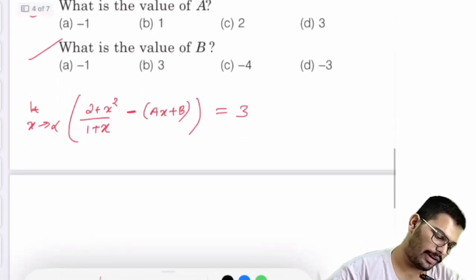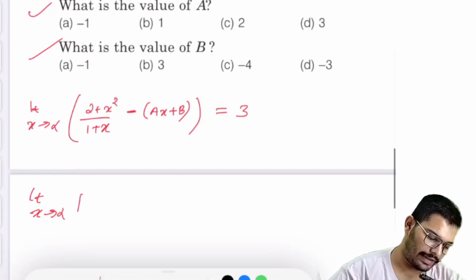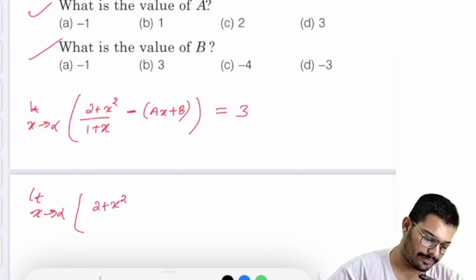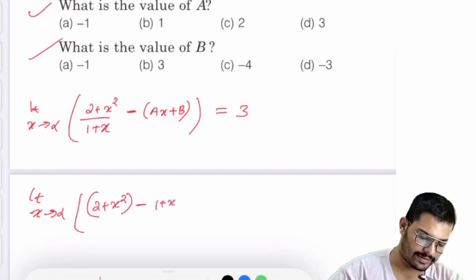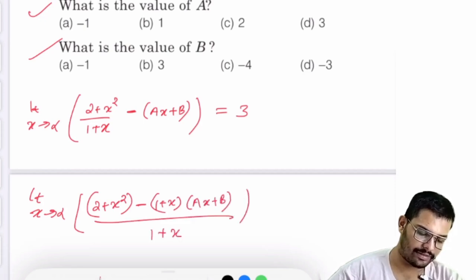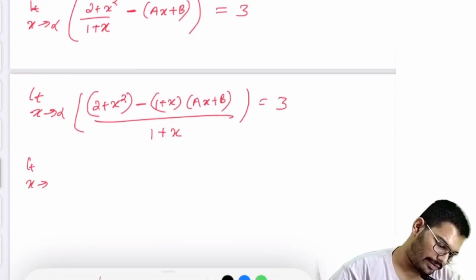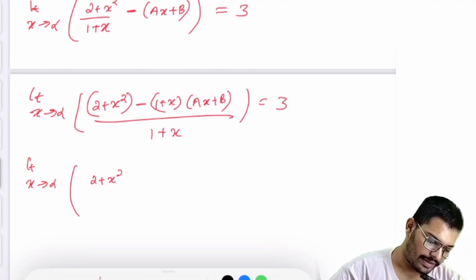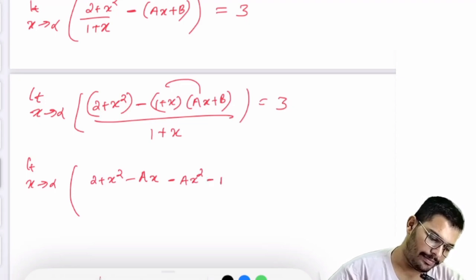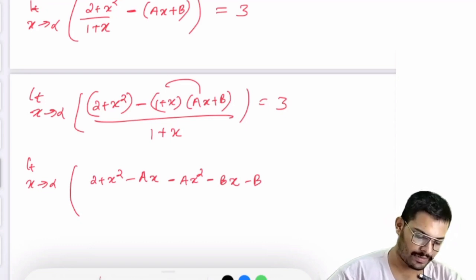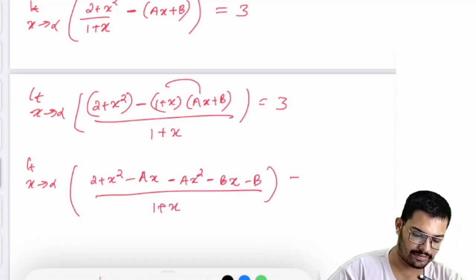Now just cross multiply. Limit x tends to infinity, this will be 2 plus x square minus 1 plus x into ax plus b, the whole divided by 1 plus x equal to 3. Now we can expand. Limit x tends to infinity, this is 2 plus x square, here it will be minus ax square minus bx minus b. Just apply the distributive property. The whole divided by 1 plus x equal to 3.